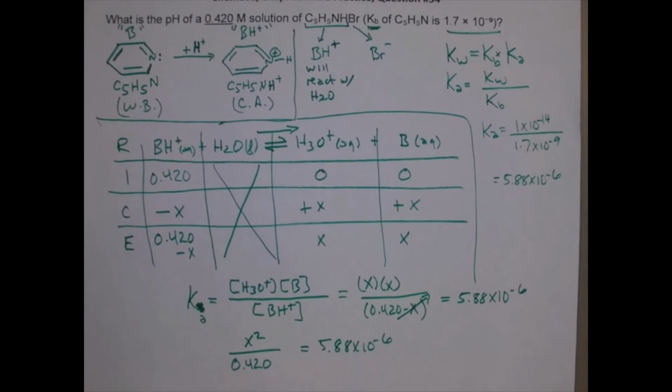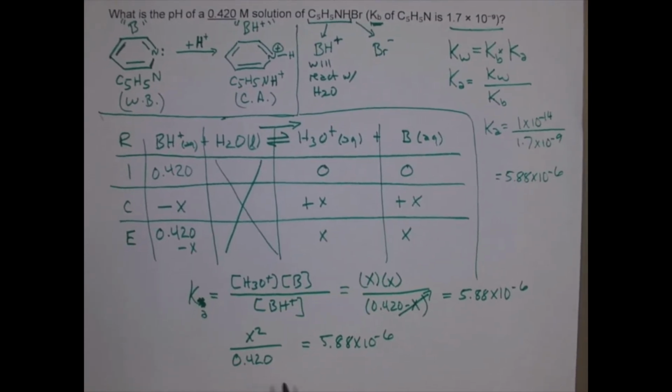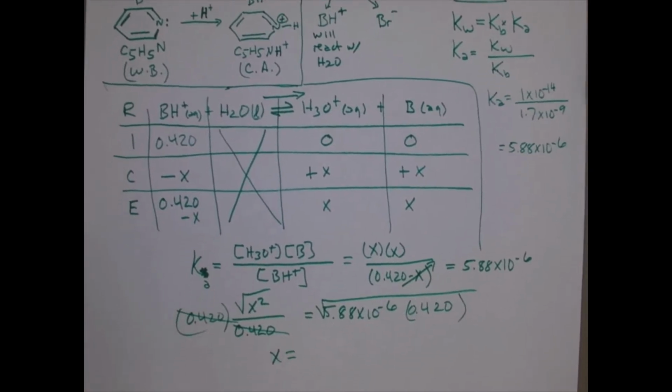Okay? And now I can just solve for x by multiplying both sides by 0.420, so they cancel over here. And then the other thing I'm going to do is take the square root of each side. So then I get an answer for x. x will be equal to 1.57 times 10 to the minus 3.